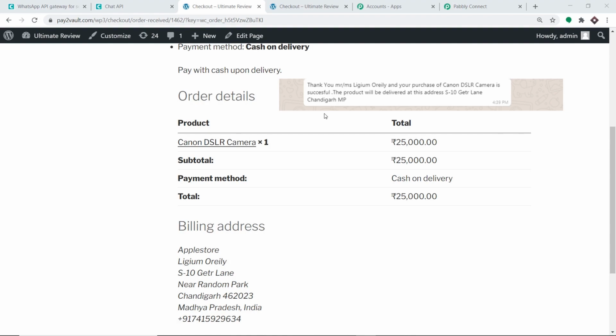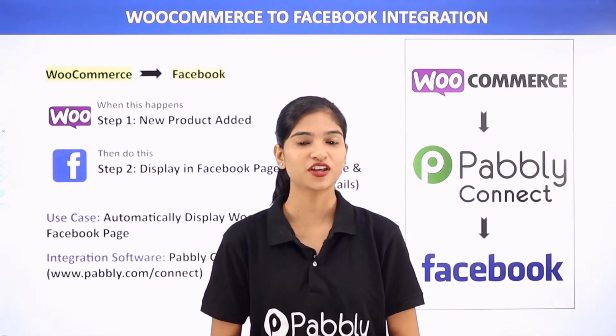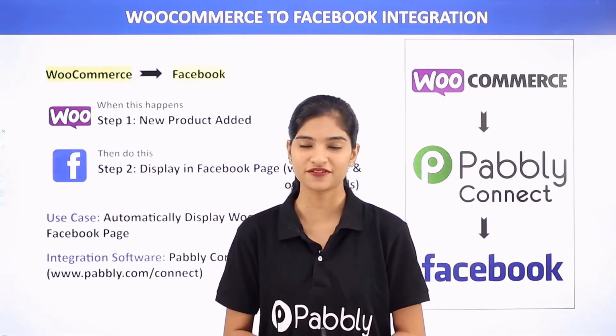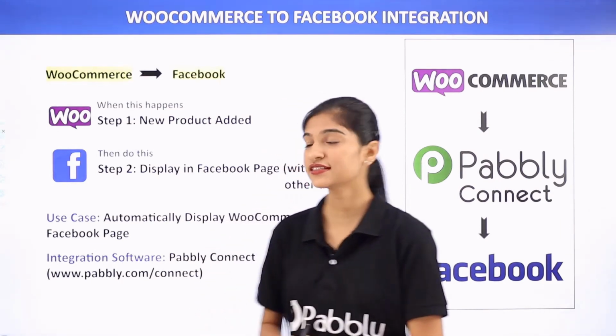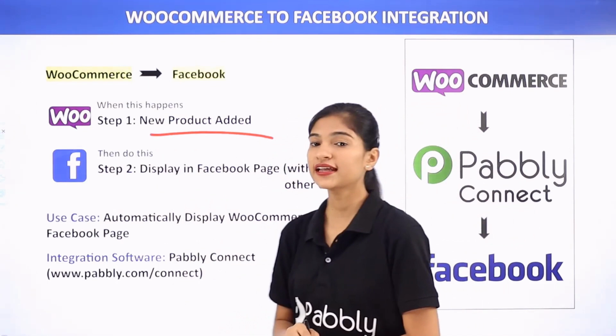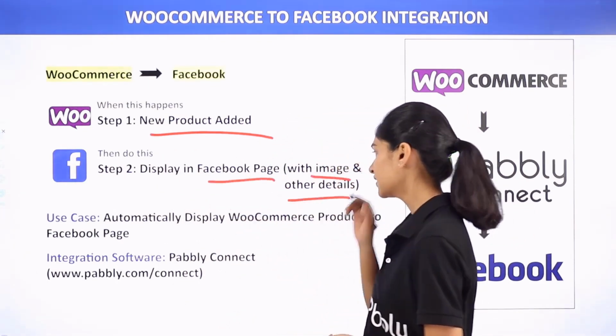Hello everyone, welcome to Pabbly Connect. Today in this video, we are going to integrate two software applications, WooCommerce and Facebook. So the use case here is that whenever a new product is added in WooCommerce, automatically display the product details in Facebook page with image and other details.